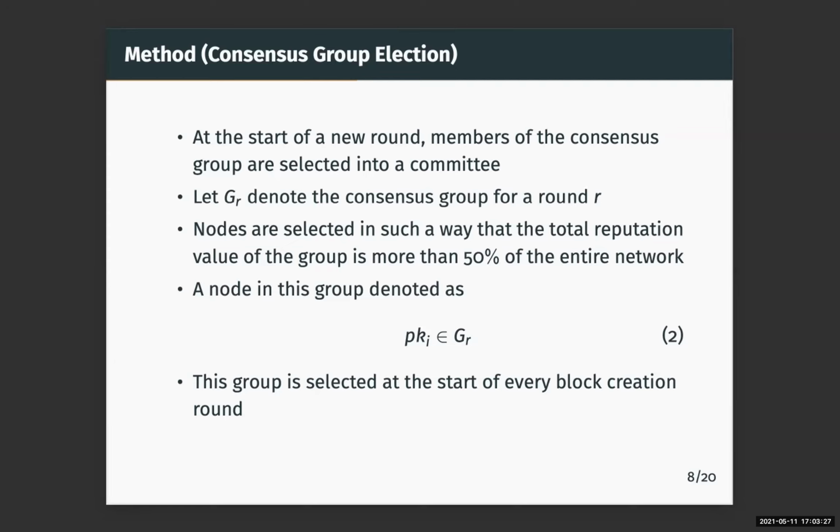The nodes are selected in such a way that the entire reputation value for the consensus group must be equal to at least 50% of the reputation value of the entire network. A node in this group is denoted by PK, which is an element of GR. This group is selected at the start of every block creation round.